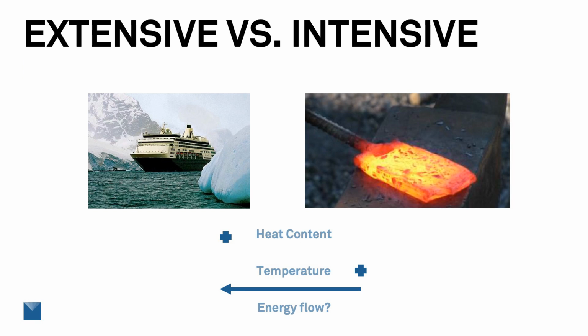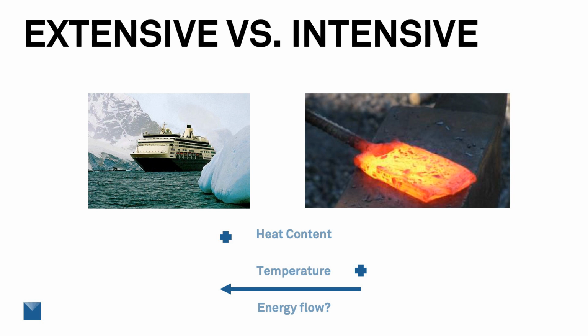So to take a deeper look at this, I have these two examples here. We have this large ship that's in the Arctic, and we have this hot rod that's just been heated in a fire. Okay, which of these two items has a higher heat content? The ship in the Arctic actually has a higher heat content than this hot rod here. But out of these two, which actually has the higher temperature? Obviously, the rod that's just been taken out of the fire has the higher temperature.